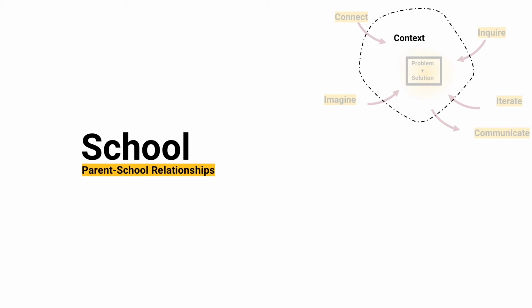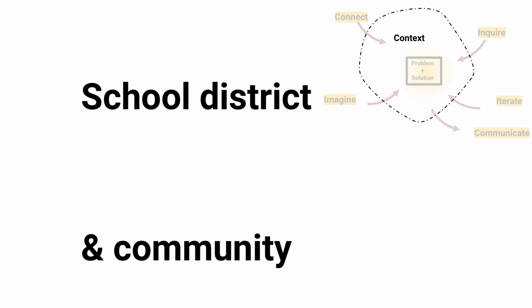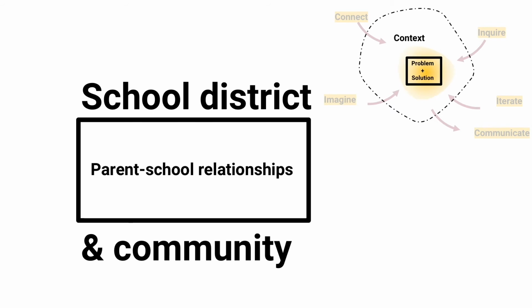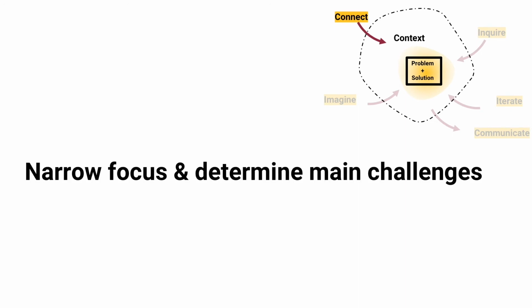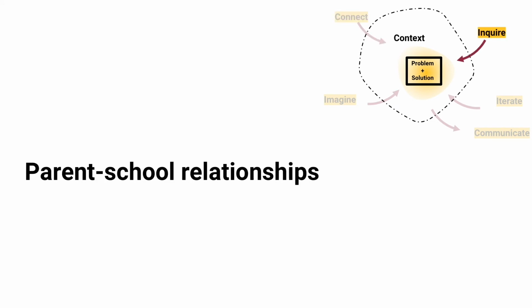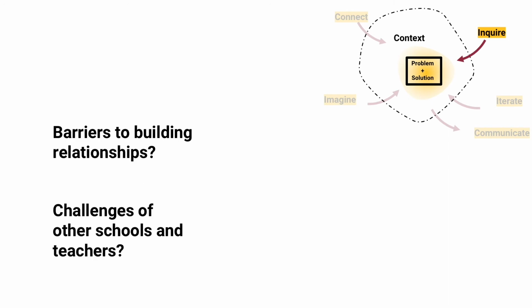In this case, our context is the school district and community we are working with, and within that is our problem space, parent-school relationships. We want to connect to the context and identify a common purpose, but to do that we need to narrow our focus and determine what the main challenges are. For that, we inquire into the problem and context of parent-school relationships. What are the barriers to building effective relationships? What have other schools and teachers found challenging?